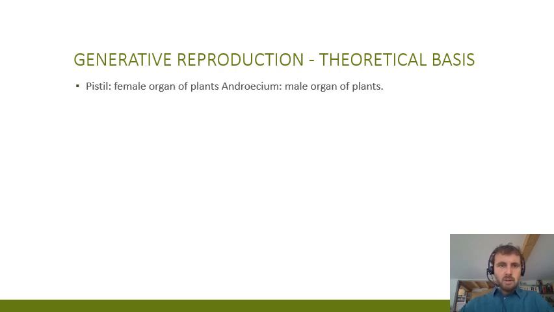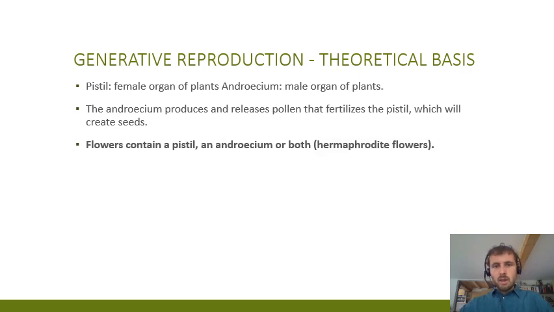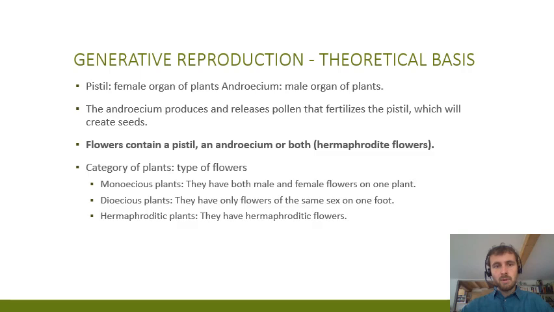So in a plant you have the pistil, which is the female organ, and the androecium, which is the male organ. And the androecium releases pollen that will go to the pistil, fertilize it, and this will create a seed. Flowers contain either a pistil or an androecium, so they can be male or female flowers, or they can have both, and then they will be what we call hermaphrodite flowers.